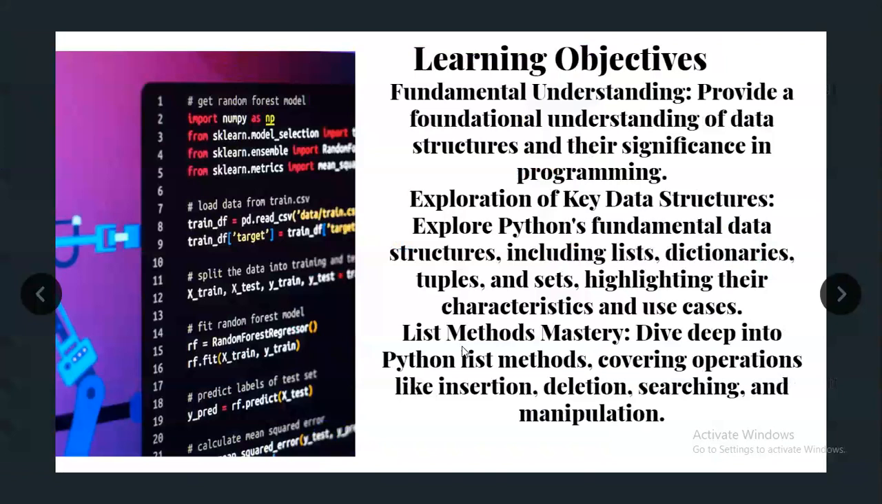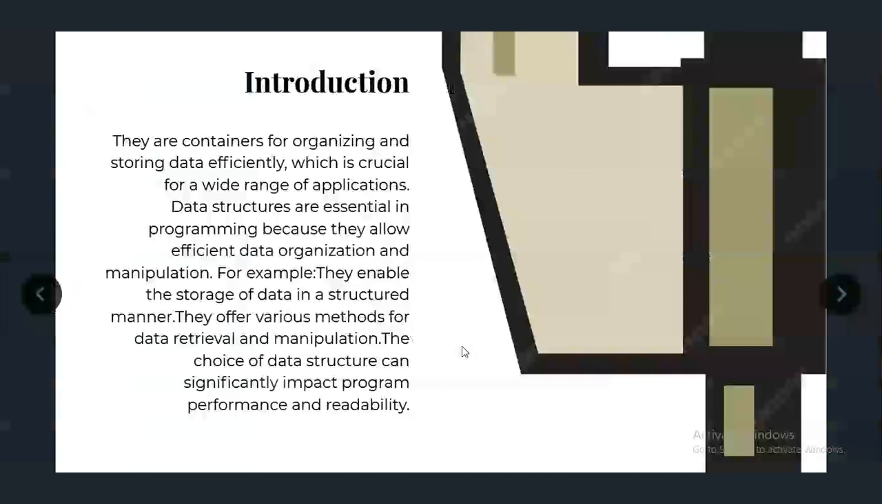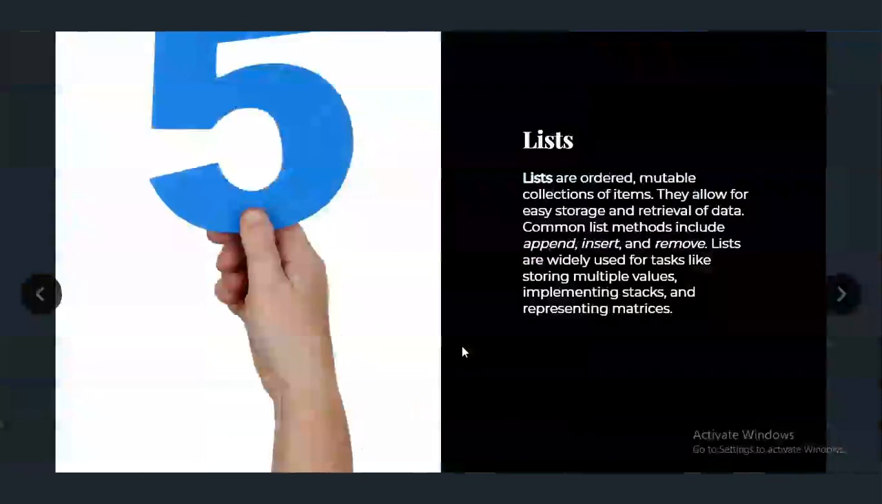You should be able to understand the functionality of lists, the method that you need to use to perform a list operation, like insertion, deletion, searching, and other manipulation. Okay, so what do you understand by the word data structure? Data structures are simply containers for organizing and storing data efficiently. In Python, data structures are essential in programming because they allow efficient data organization and manipulation. So we are going to see examples of that, especially the one in lists. So this is our focus for today.